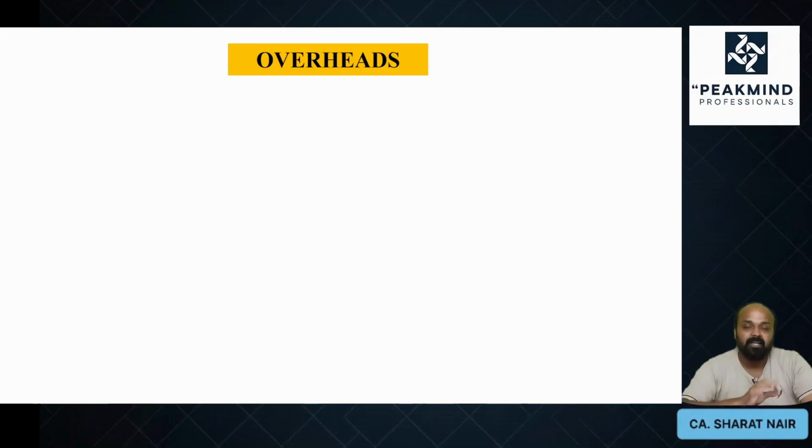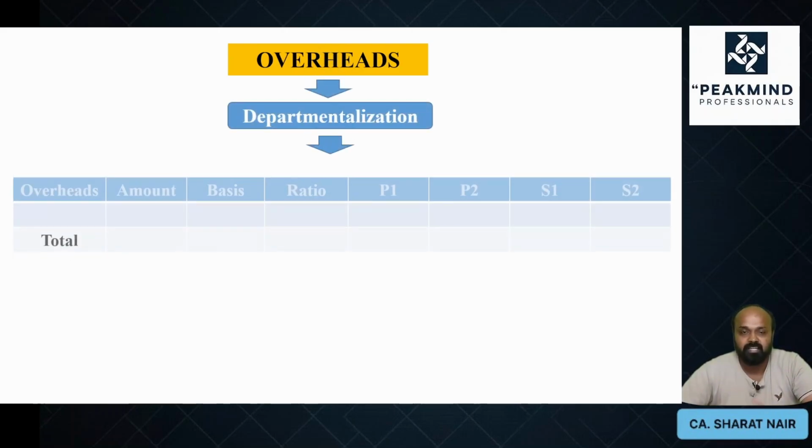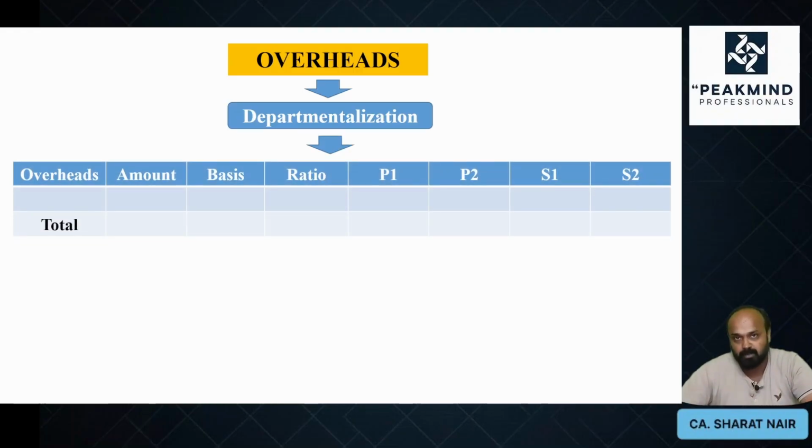Now the only pending thing remaining is allocation and apportionment. Let's discuss that. Overheads, as I discussed, will be departmentalized into the various production departments and service departments of the organization. Any combination can be possible. There may be one production department, there can be two production departments or n production departments, and similarly service departments too. It can be any number.